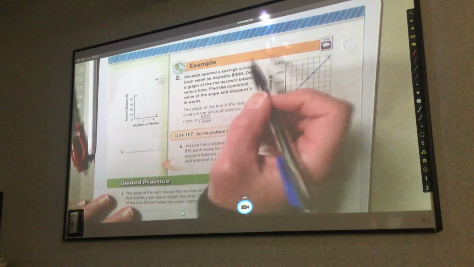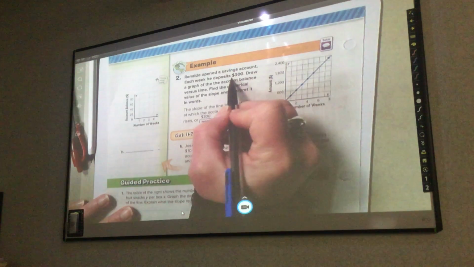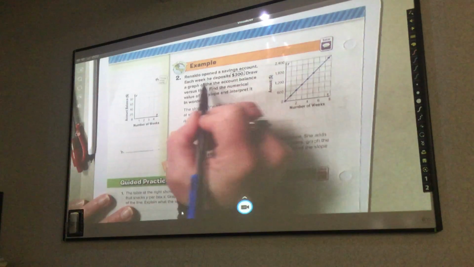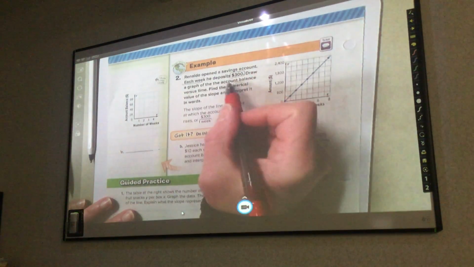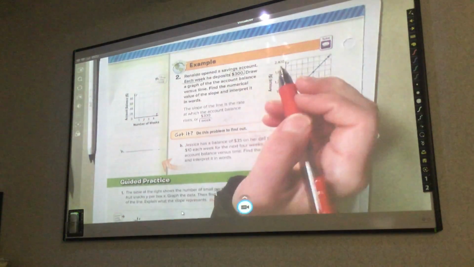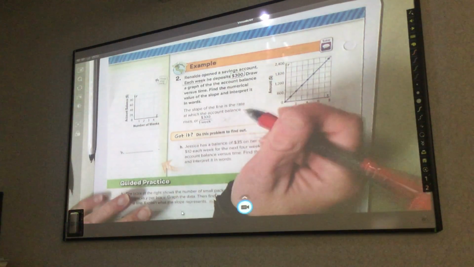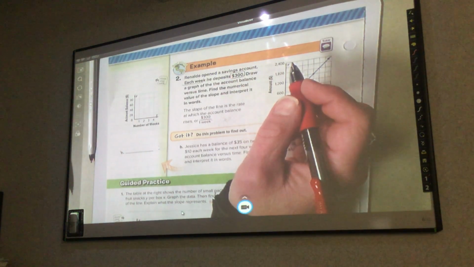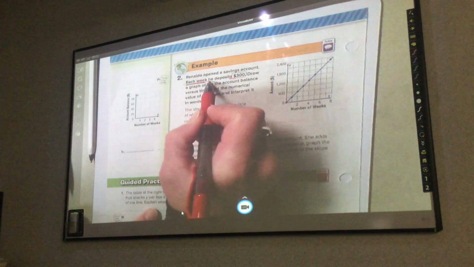Ronaldo opened a savings account. Each week he deposits $300. Draw a graph of the account balance versus time. Find the numerical value of the slope and interpret it in words. This is one of the problems that you guys get confused on. Okay? First, it's $300 per week, right?